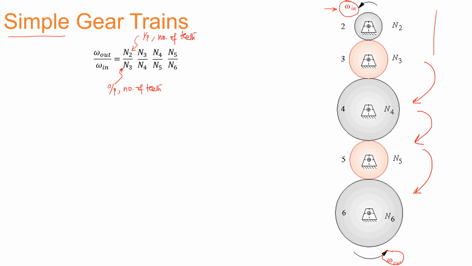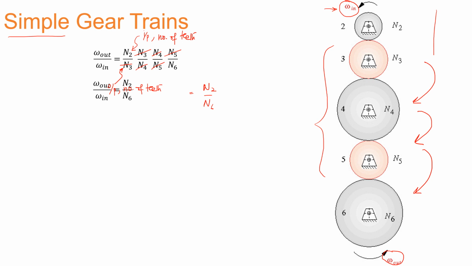If you just observe how the expression has panned out, you can see that N3 in the denominator over here can be cancelled with N3 in the numerator over here. N4 can be cancelled with N4. N5 similarly can be cancelled with N5. And you are going to be left with a very simple expression right over here, which is omega out over omega in is equal to, I'm going to rewrite that over here, N2 over N6. And what was the number of teeth in between for these gears? That is immaterial in this expression.